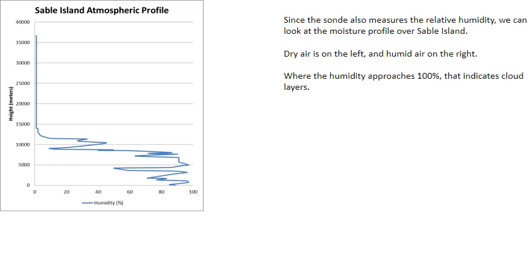Since the sonde also measures the relative humidity, we can look at the moisture profile over Sable Island. Dry air is on the left and humid air is on the right. Where the humidity approaches 100%, that indicates cloud layers. At this particular time, there were 3 cloud layers in the sky.